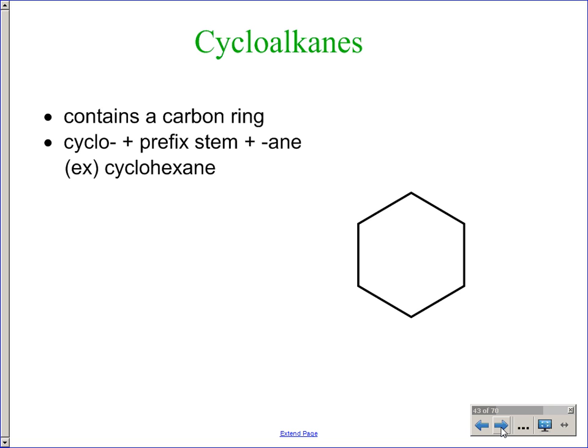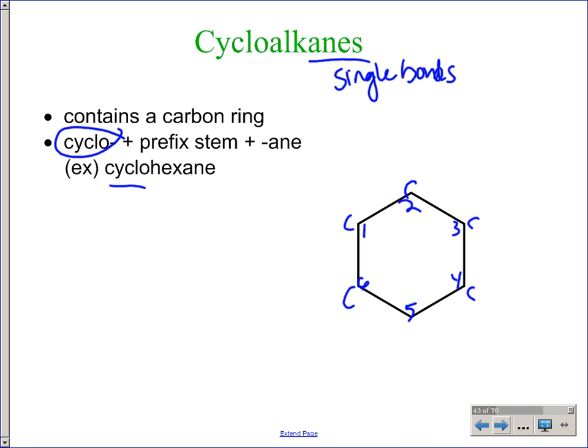When we talk about cycloalkanes, we actually have to know how to name those as well. So it's really easy. If it's an alkane, it's got all single bonds still. So you can recognize it as single bonds and it's closed. And all you do is add cyclo to the front of the name. So cyclohexane, 1, 2, 3, 4, 5, 6. Carbon all the way around.